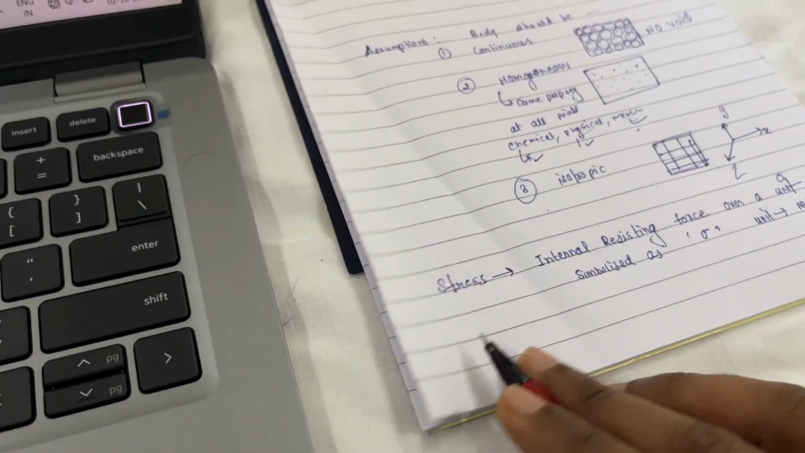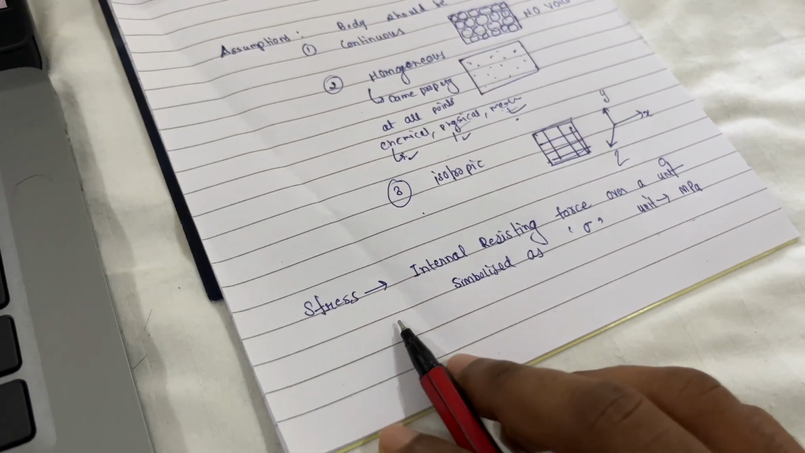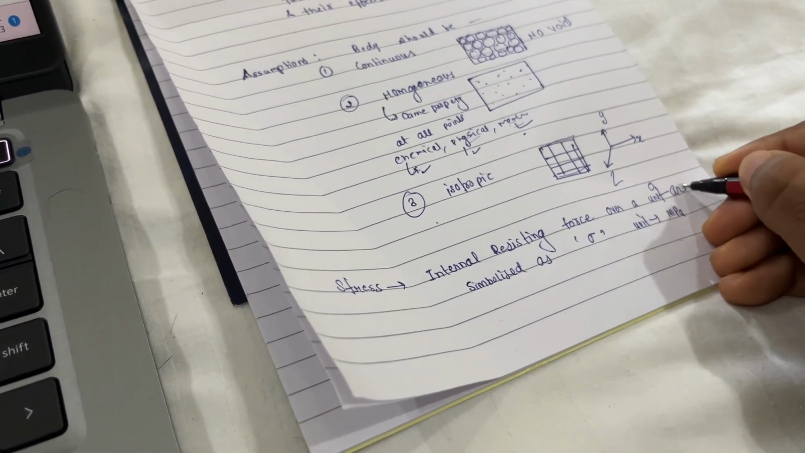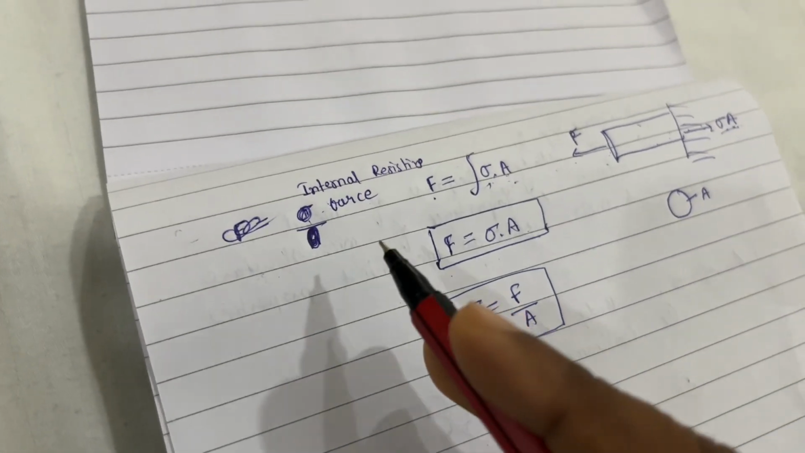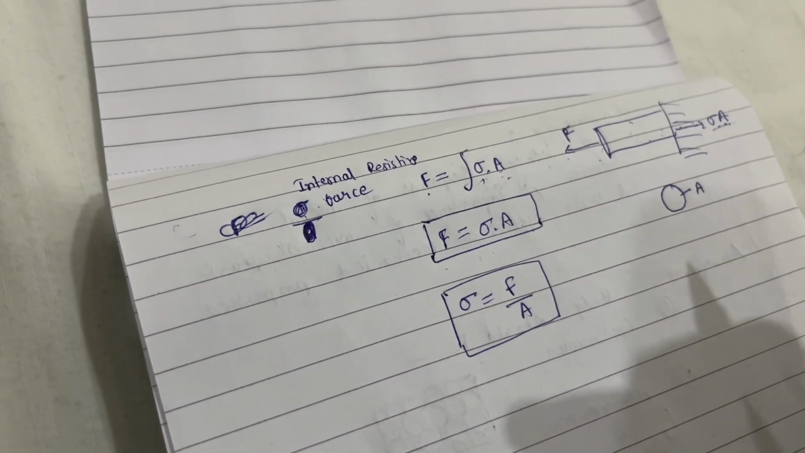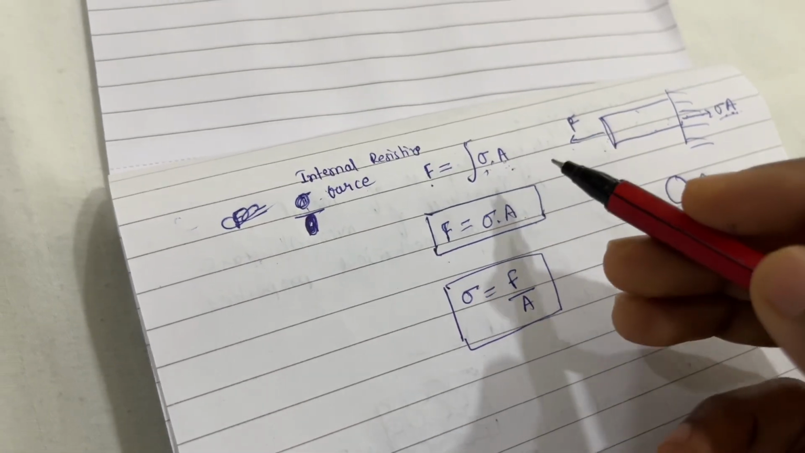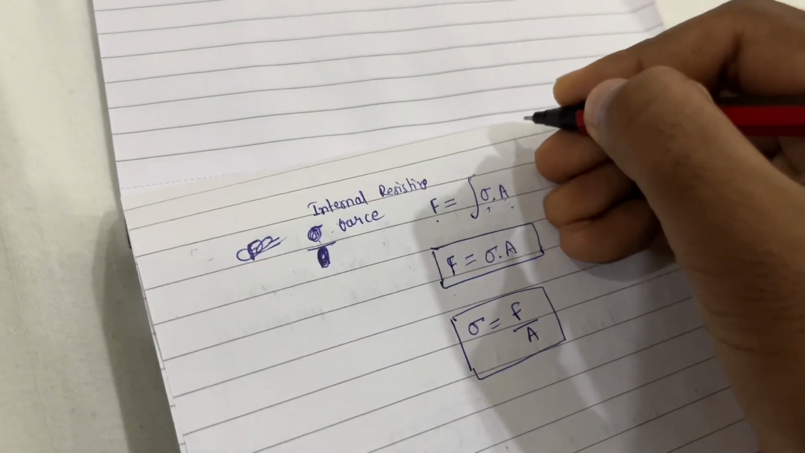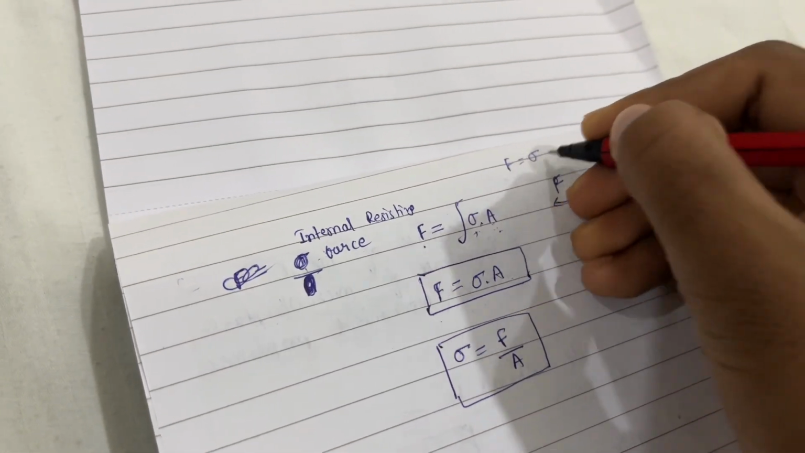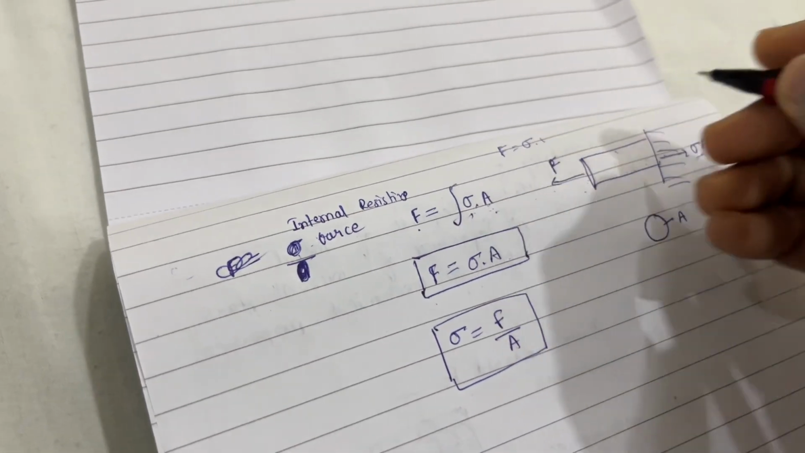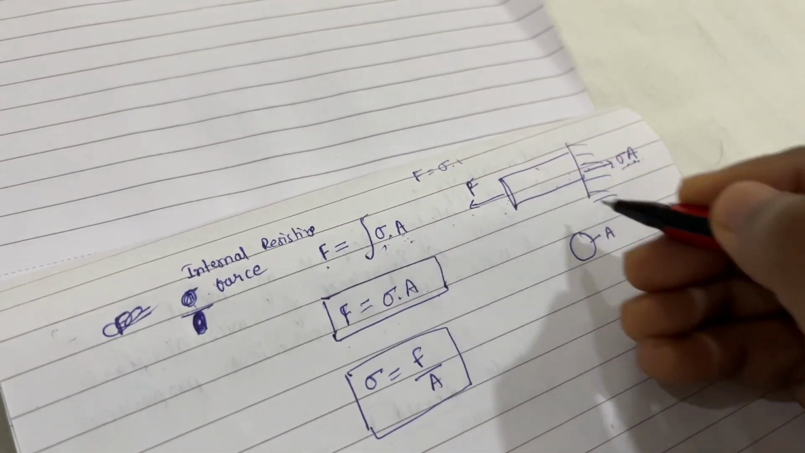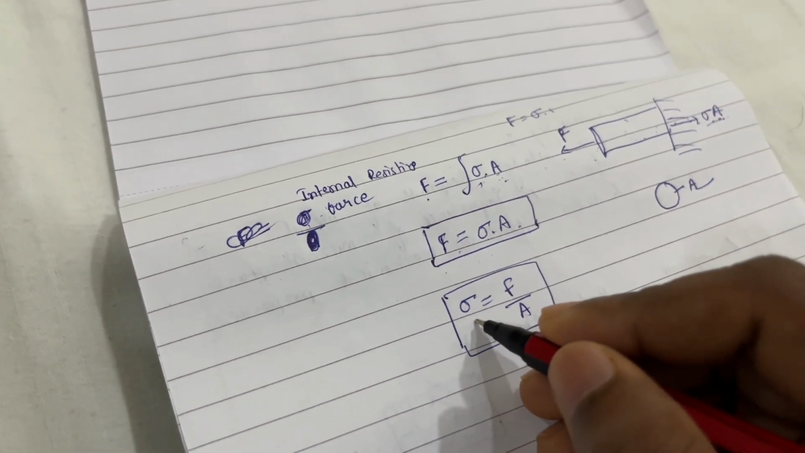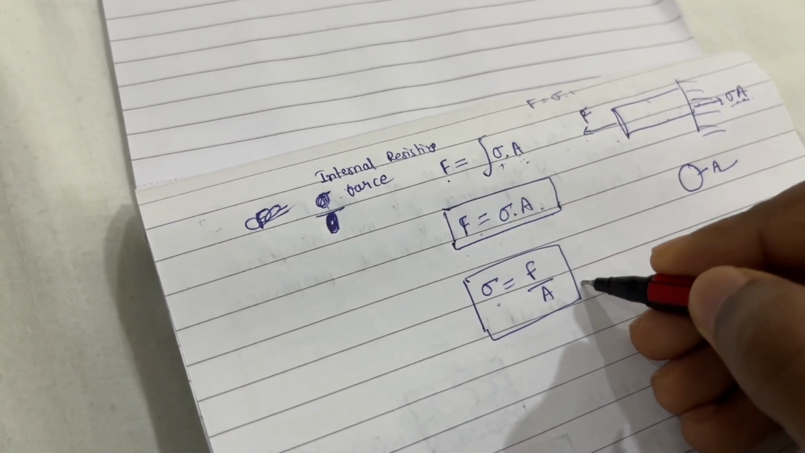So now we see the stress. What is stress? Stress is nothing but the internal resisting force over a unit area. Here the internal resisting force F is written as the integral of stress times dA. We know that stress is internal resisting force per unit area. But when the area of the bar is A, the force will be written as stress times A, and stress can be written as force upon area.